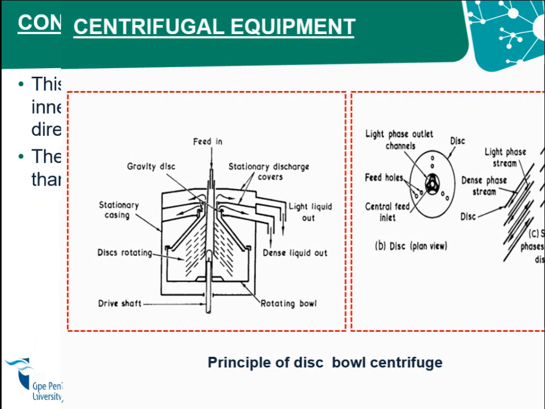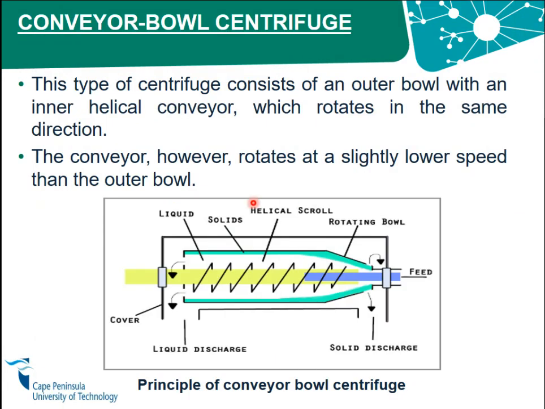Basically the second one is what we call a conveyor bowl centrifuge. Same principle: you start with the feed here, which is a mixture of solid and liquid material. The solid material will be discharged at the initial stage, and then the liquid material will be discharged at a later stage.